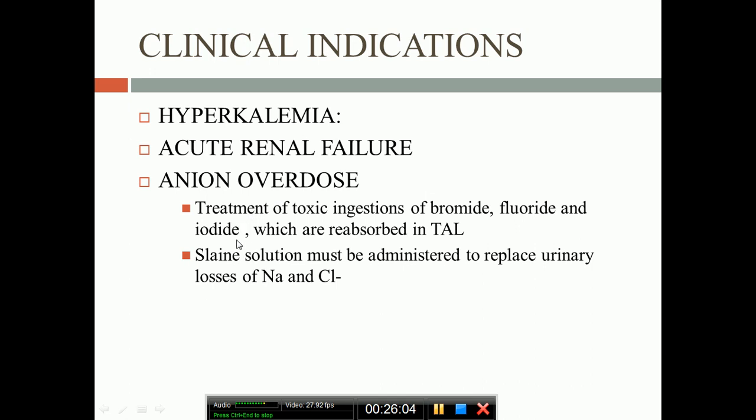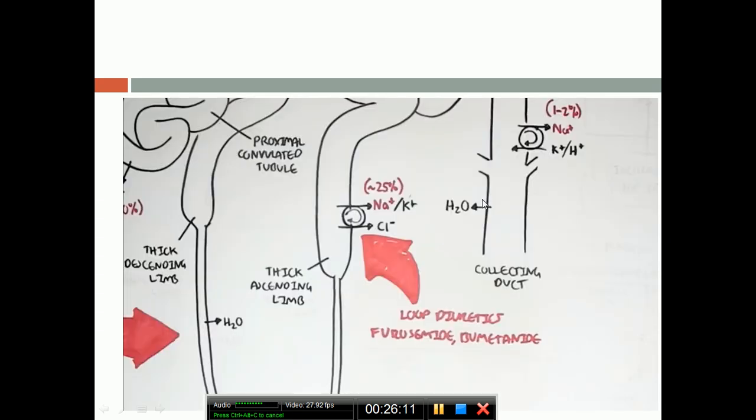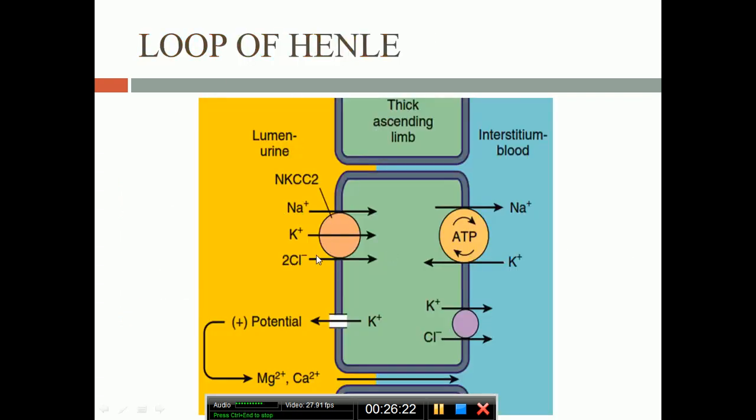These loop diuretics can be used in the treatment of toxic ingestions. Why? Because, going back to this, loop diuretics bind to this segment from where the chloride ion is being reabsorbed. So this segment is for anion transport, including chloride. Thereby loop diuretics can also block the other anions.